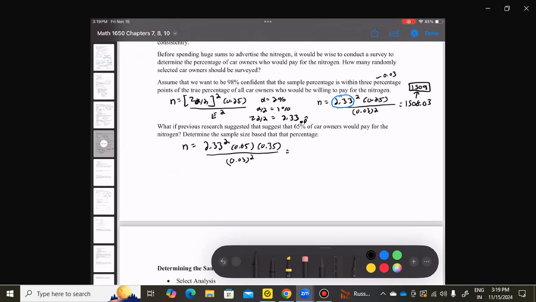I get 1372.3, and of course I round it up, so I'm rounding it up to 1373.